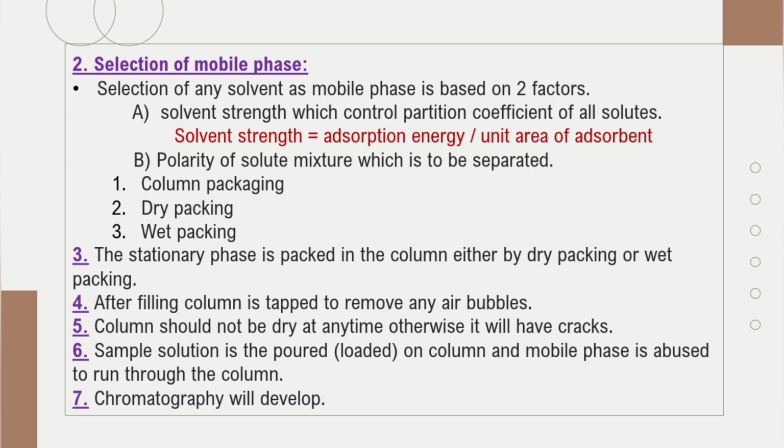After filling, the column is tapped to remove any air bubbles. The column should not be dry at any time, otherwise it will have cracks. Sample solution is poured on the column and mobile phase is allowed to run through the column. Then the chromatogram will develop.